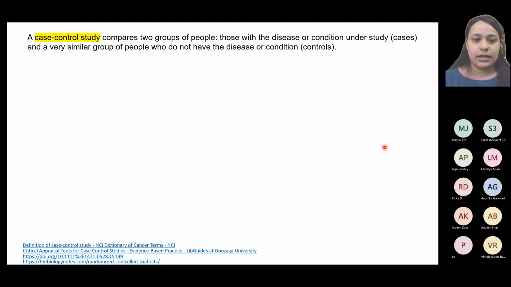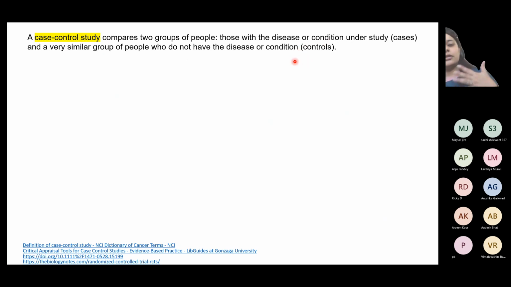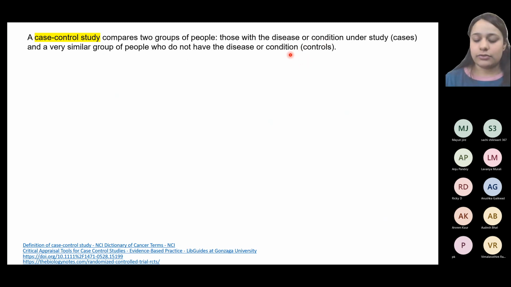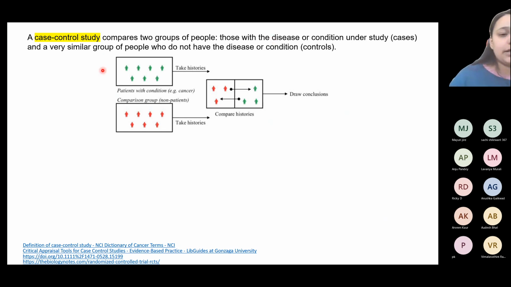Moving on to our next kind of study, which is a case control study, right? So in a case control study, we will compare two groups of people, those who have the disease or the condition under study, which will be the cases, and a very similar group of people who do not have the disease or condition, which is controls. So this I have also explained while we were going through the PYQs, right? So what will happen in these particular individuals is that histories of these individuals will be taken.